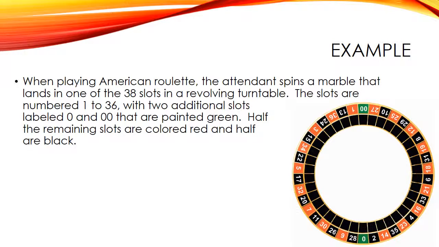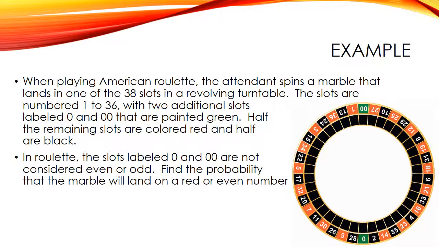So for example, when you're playing American Roulette, the attendant spins a marble that lands in one of the 38 slots in a revolving turntable. The slots are numbered 1 to 36, and then there are two additional slots labeled 0 and 00, and those are painted green. Half of the other slots are colored red, and half are colored black. In roulette, the slots labeled 0 and 00 are not considered to be even or odd. So we're going to find the probability that the marble will land on a red or even number.